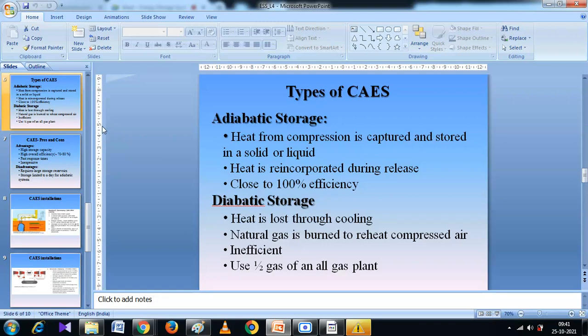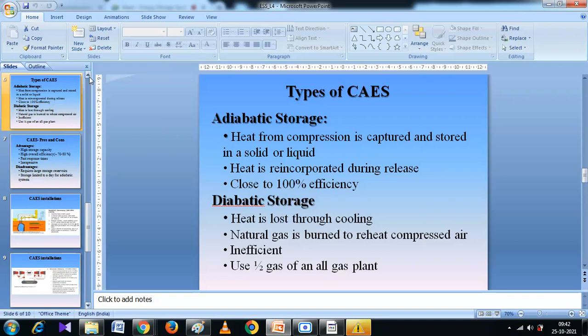So, though there is no availability of adiabatic storage, is this point an advantage or a disadvantage? Disadvantage, because we need the adiabatic type, but there is no availability of adiabatic type storage.